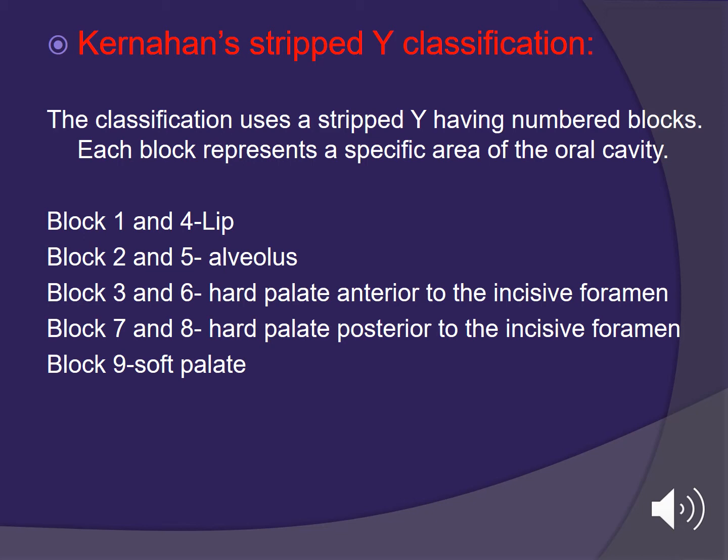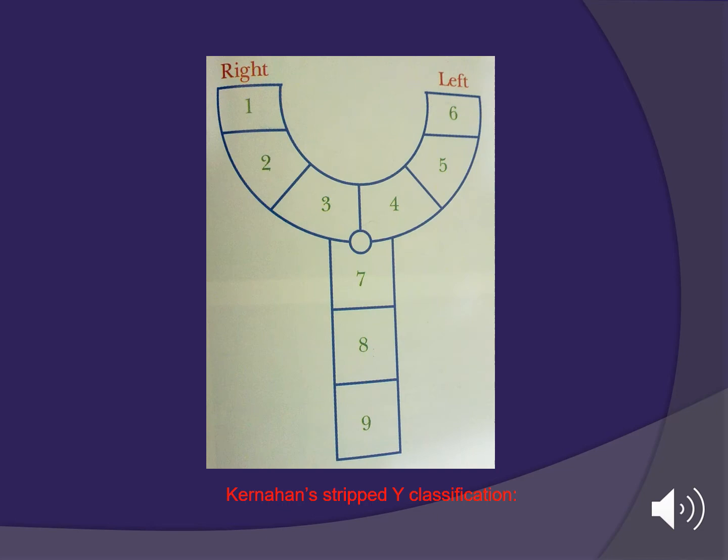So now on the next slide, we will look into the symbol. This is the symbol of the Kernahan striped Y classification. Block 1 and 4 is for lip. Block 2 and 5 is for alveolus. Block 3 and 6 is for hard palate anterior to the incisive foramen. 7 and 8 is the hard palate posterior to the incisive foramen, and block 9 is soft palate.